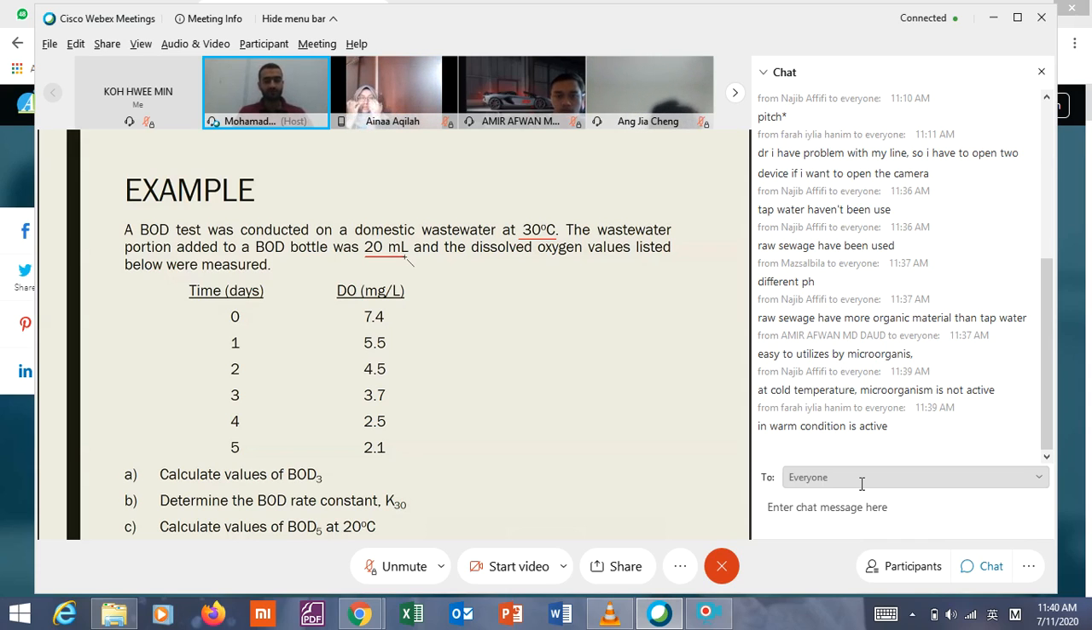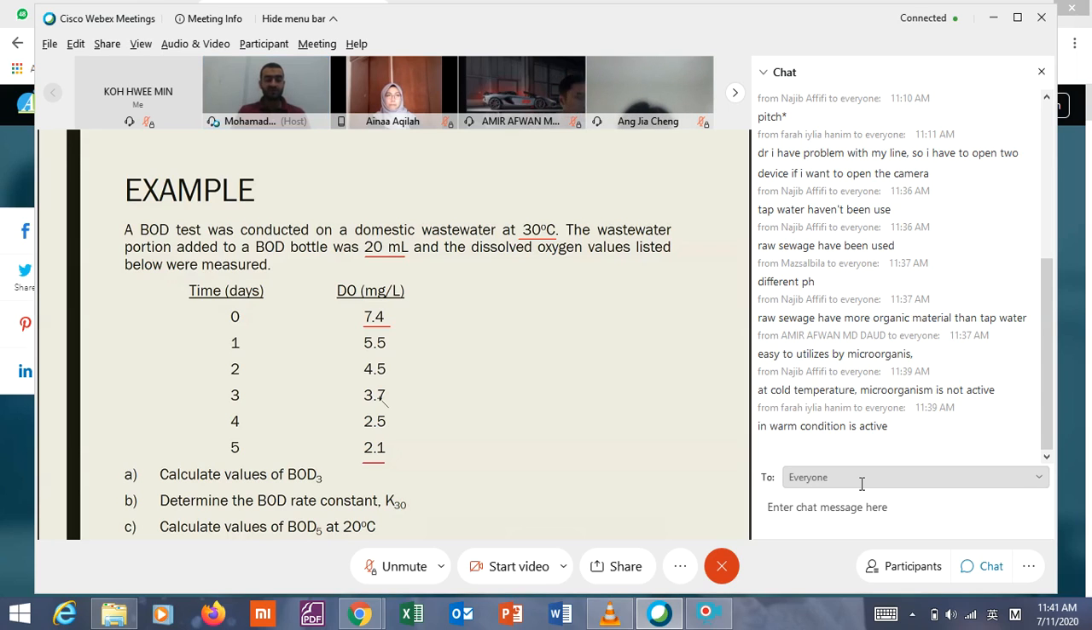Now, the test was run, and for each day we were measuring the dissolved oxygen. The initial dissolved oxygen was 7.4, and the final, at 5 days, the dissolved oxygen was 2.1. So we can easily know the value of BOD for each day. For day number 1, DO initial minus DO final; for day number 2, DO initial minus DO final at day 2; and at day number 3, the same.